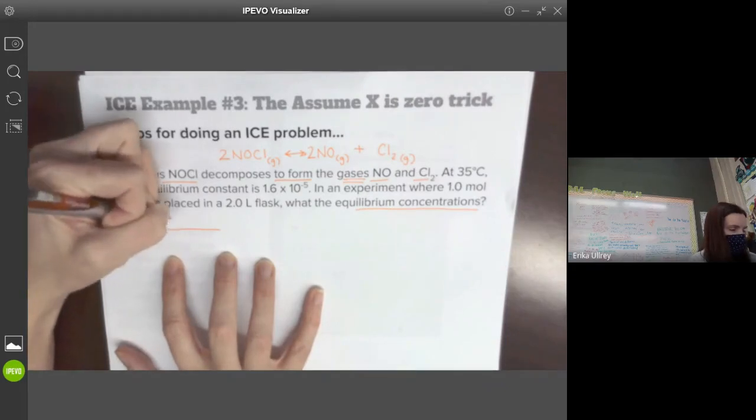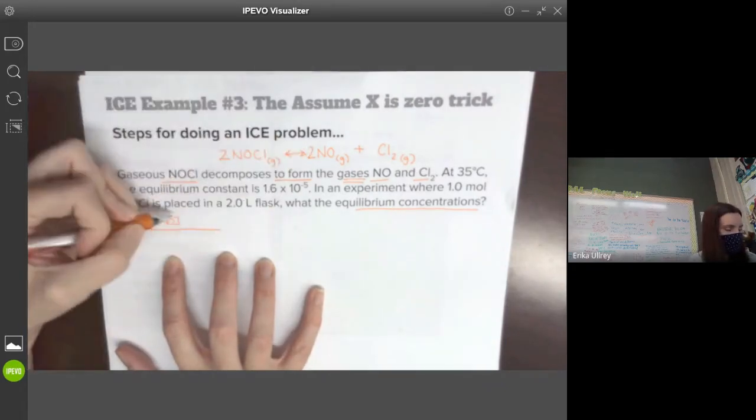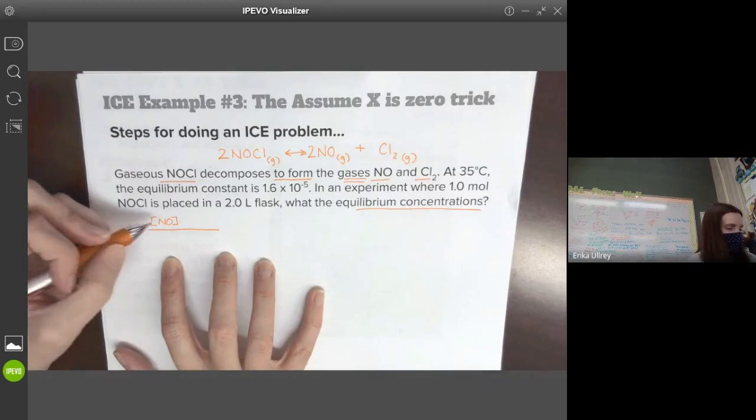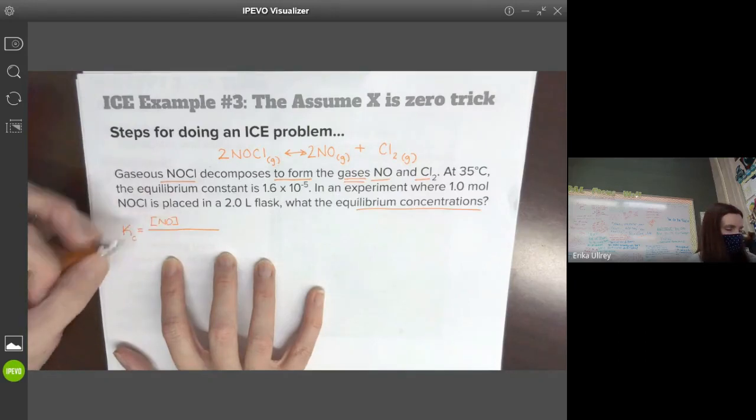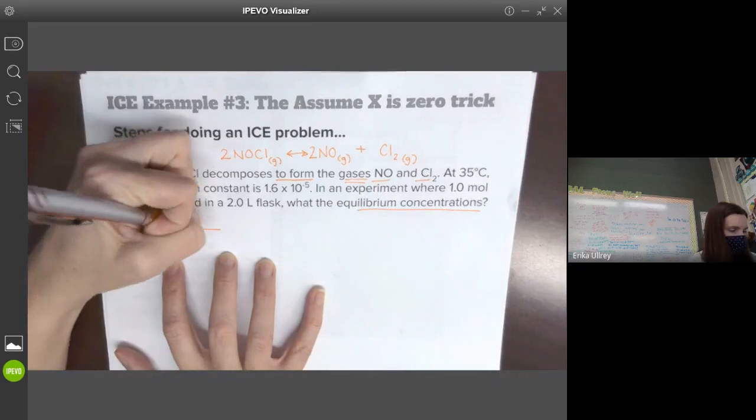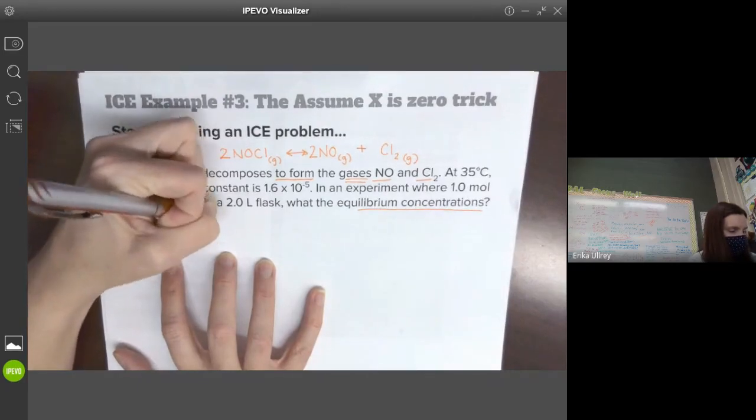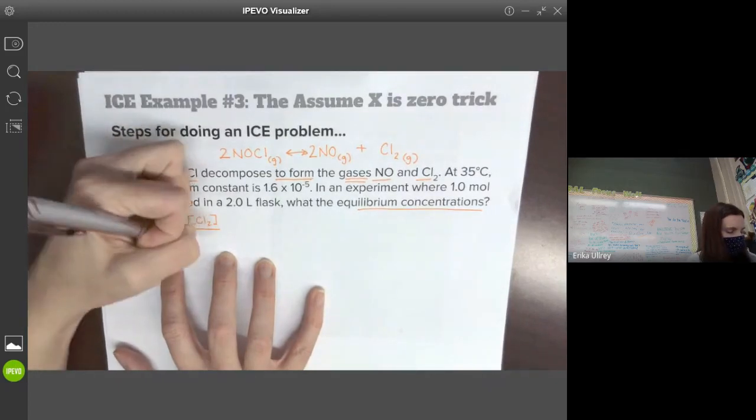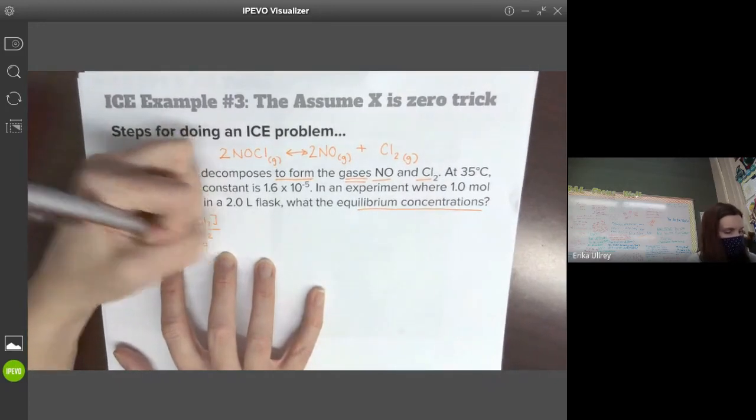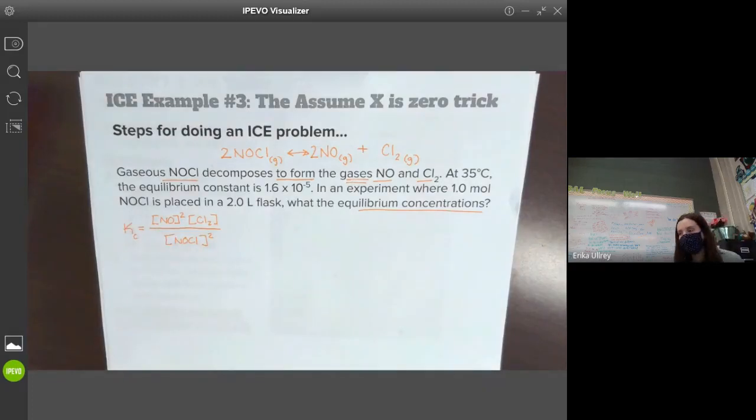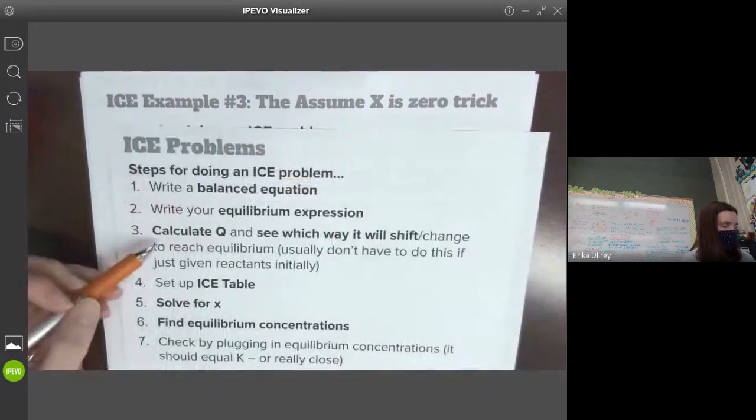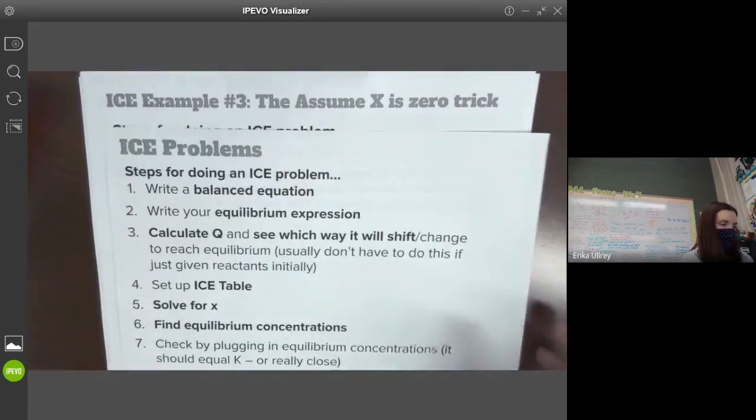So we have NO. There's a coefficient of 2, so what are we going to do to the NO? Do we times NO by 2, or do we raise it to the second power? Good. Times Cl. And then that's going to be over our NOCl squared. Okay. So we have our equilibrium expression. So we've done our first two steps. Then it says calculate Q and see which way it's going to shift.